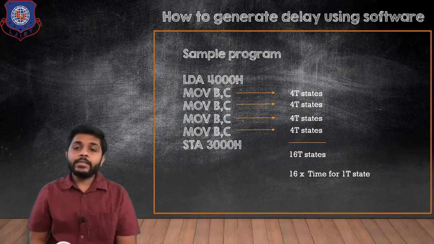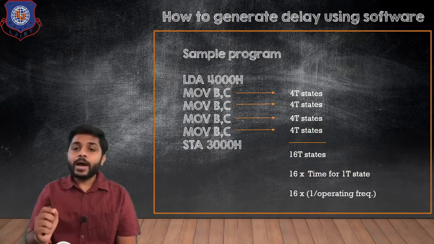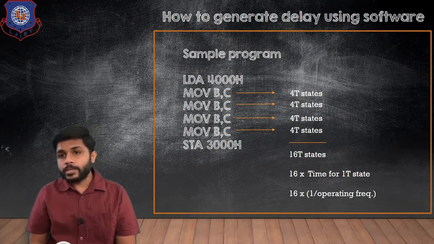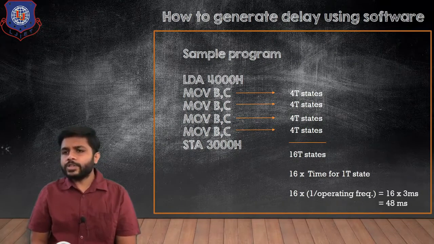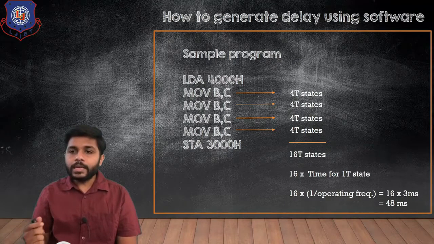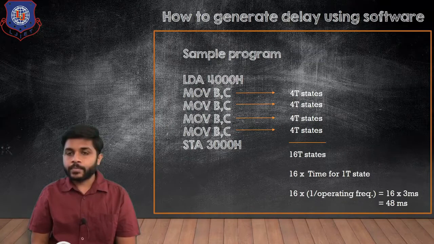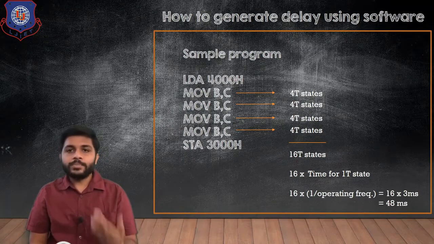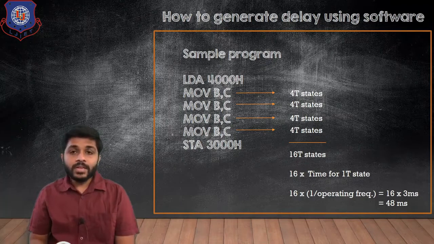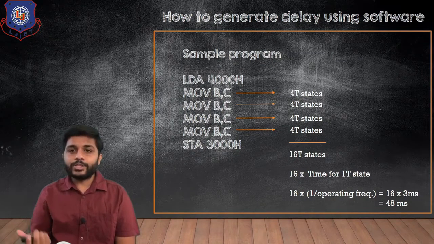We can find the time required for 1 T state by 1 divided by the operating frequency. For example, if the time required for 1 T state is 3 milliseconds, the total delay between these two instructions is 48 milliseconds. So we can provide delay by simply using some dummy instructions. But this method is not used.